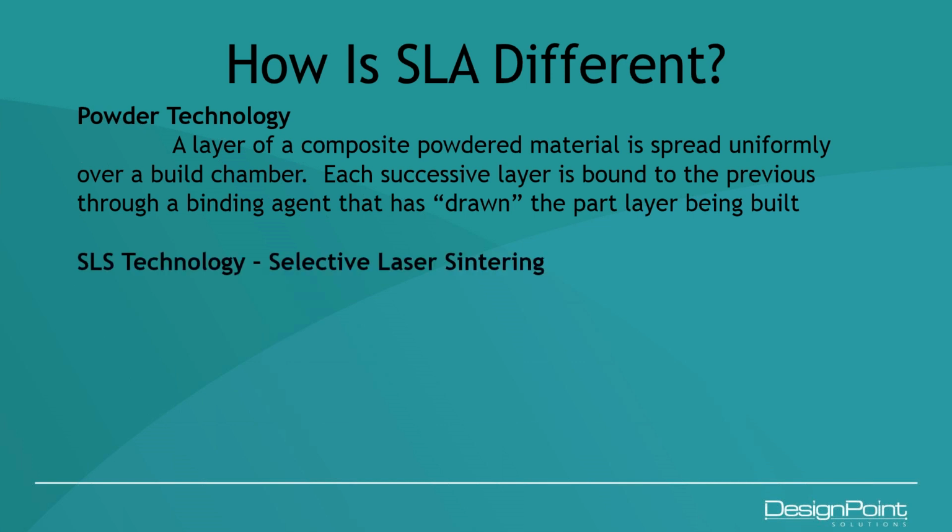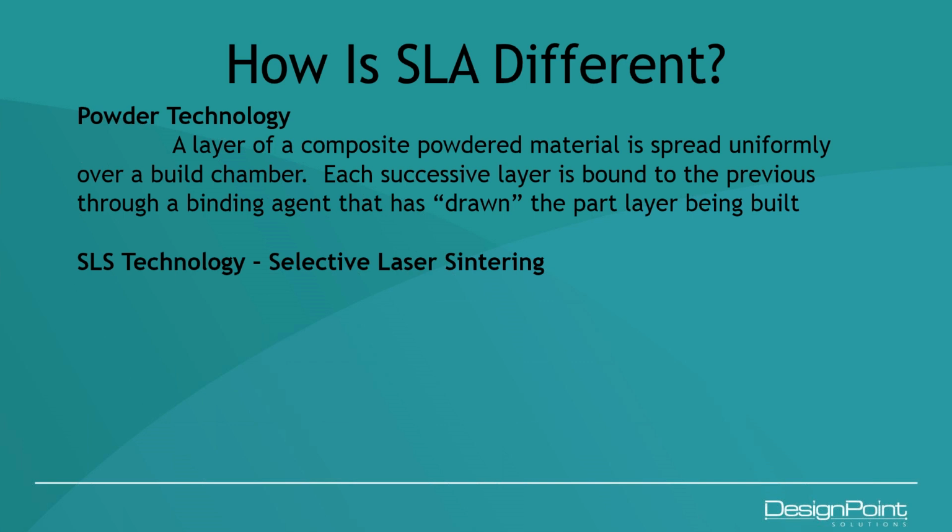The interesting part about powder technology is that there is no second support material required. It uses the build material that was unbound, or there was no binder on it, to actually support the next layer until that is bound, and you basically blow off that extra powder and can recover it and reuse it.